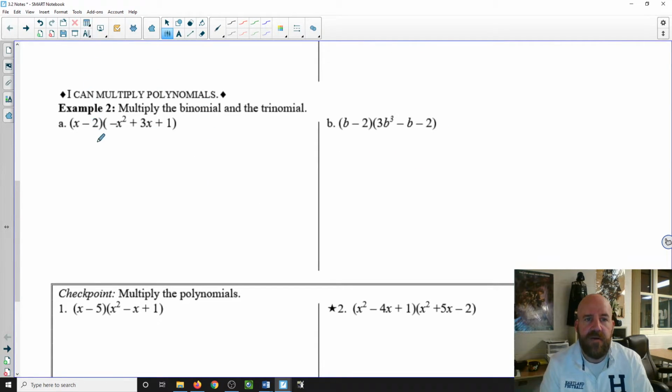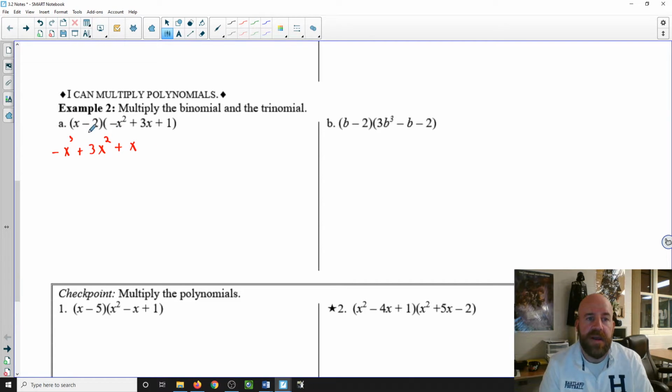Next example here. Now we have a binomial times a trinomial. So all of these need to be multiplied to all of these. So x times negative x squared would be negative x cubed. Now multiply the x times the 3x. It's 3x squared. X times 1 would be x.